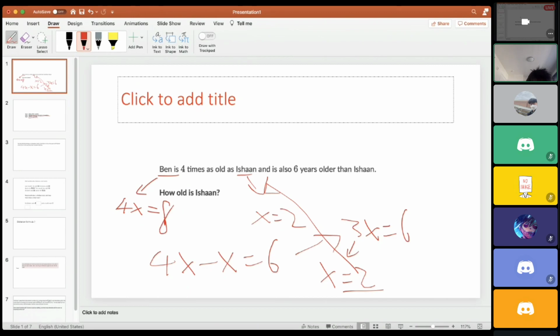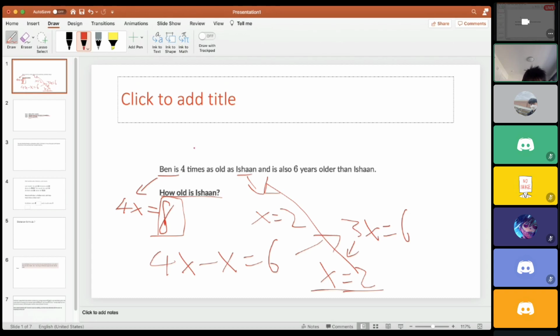And the thing I want to say is that always be aware of what you are solving. What number are you trying to get? So say, for example, if you have 2 and the question is asking how old is Ben, you have to plug 2 back into the equation 4x, right? So you get 8. So always look for what the question is asking, and also be clear about what number you are trying to get eventually.